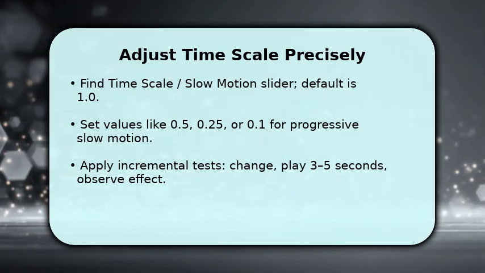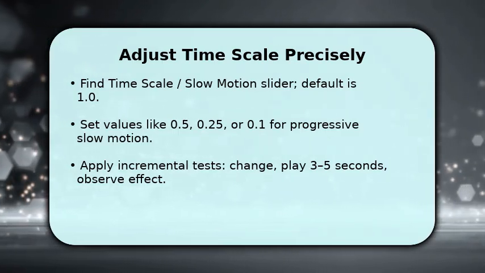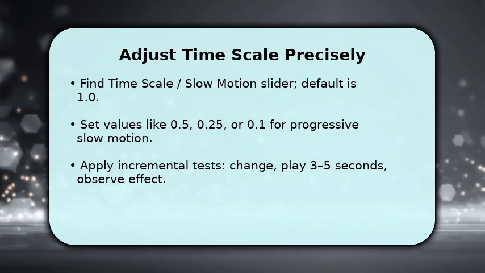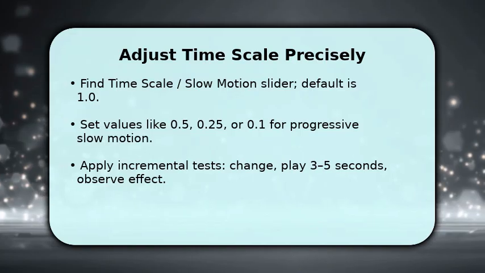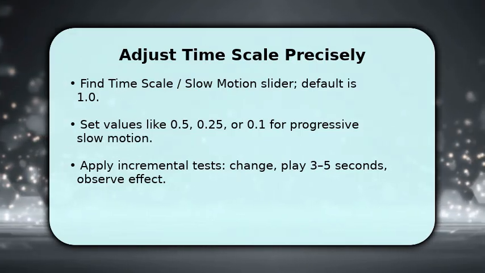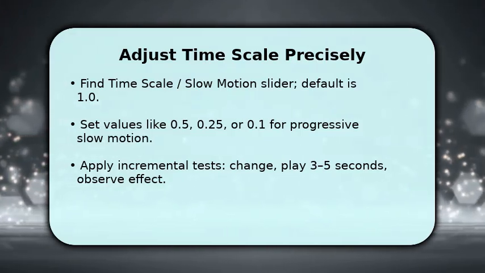After each change, test the scene for 3 to 5 seconds to see how physics and animations respond, because different objects react differently to scaling. If something looks off, nudge the value and retest until you get the desired pacing.